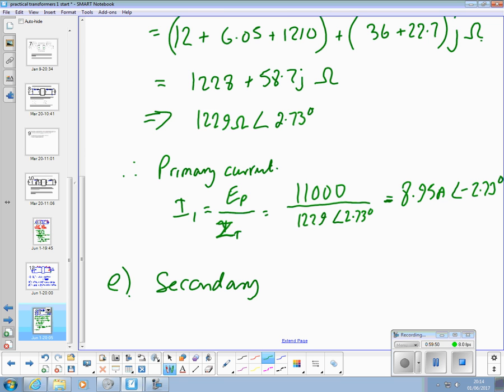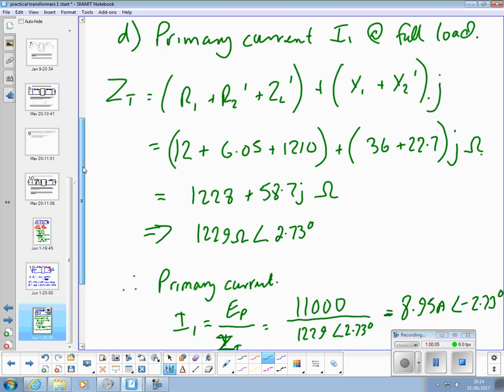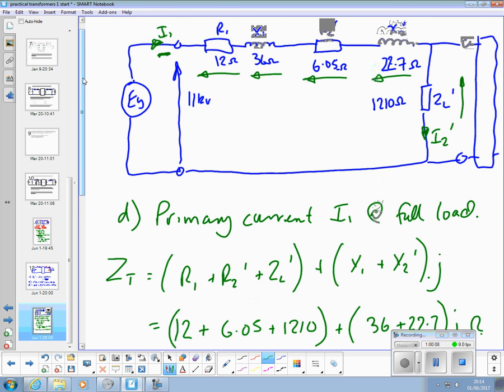Secondary current I2 at full load. Looking at our diagram, where we got the hook into I2, how can we hook in to find the secondary current on the original transformer diagram? Look at my labelling. Think about what circuit you've got there.